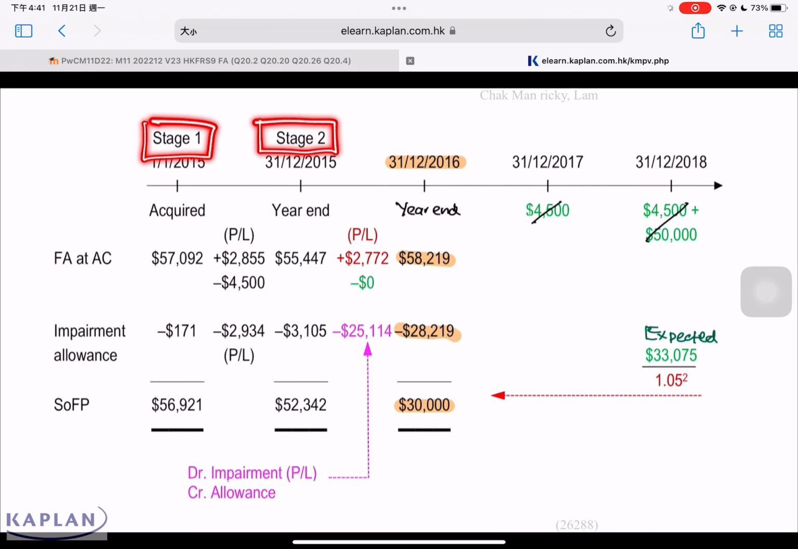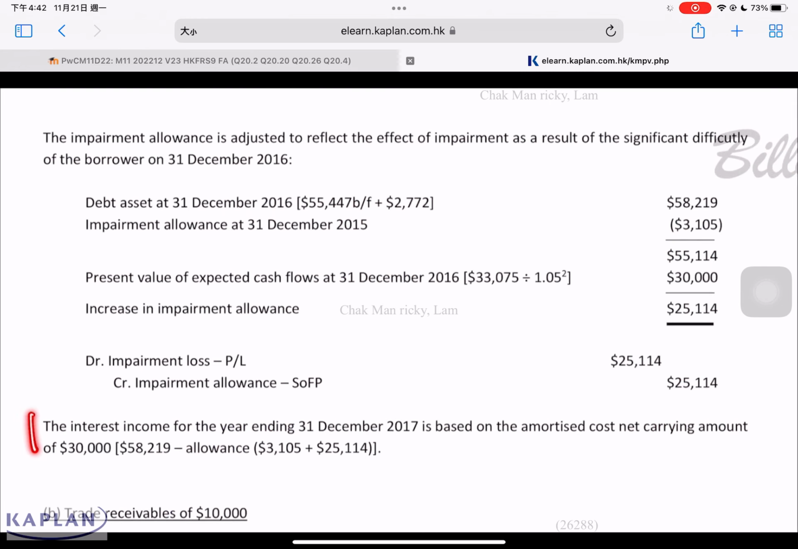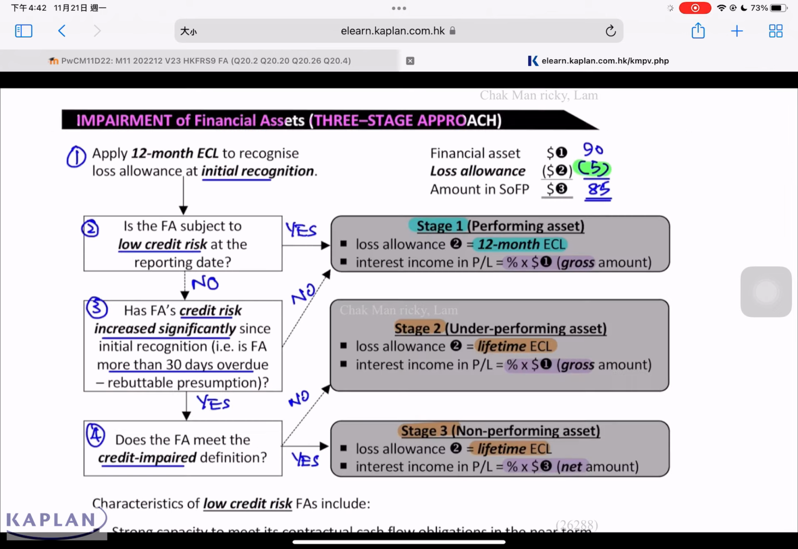Stage 1 and Stage 2, when calculating interest income, is based on the gross amount. If it's a Stage 3 asset, we must calculate interest based on the net amount, 5%. It means from now onwards, interest should be 5% of the net amount for Stage 3 assets. The interest income for the year ending 2017 should be based on the amortized cost amount, the net amount after the impairment allowance. There are 3 stages of financial assets, Stage 1, Stage 2, and Stage 3.